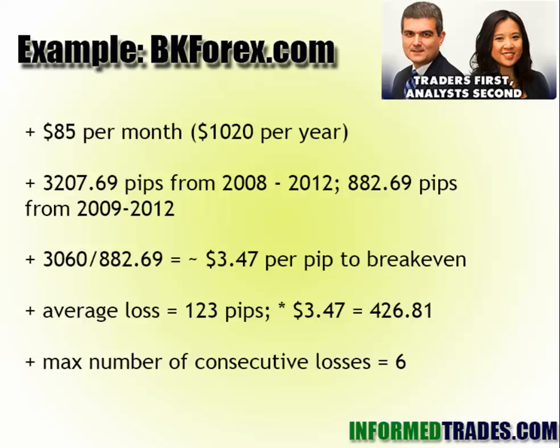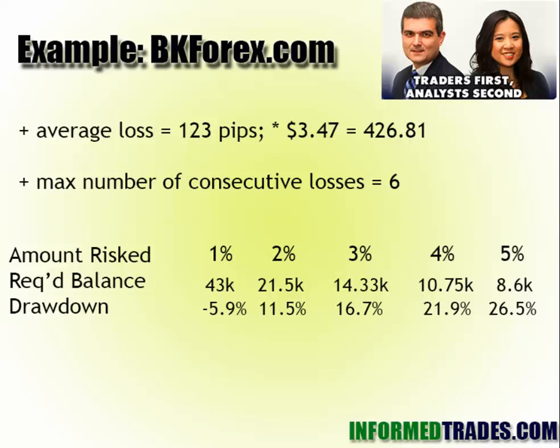Okay, so now we have some key numbers, and we can plug this into a spreadsheet or a framework, and that's what we'll do now. These two numbers, the average loss per trade and the maximum number of consecutive losses, are what's really required. Now, if you are risking 1% per trade, which is personally something I like to do, it's a conservative measure. You're going to need a required balance of 43,000, or 42,681, just rounding that up to about 43,000.